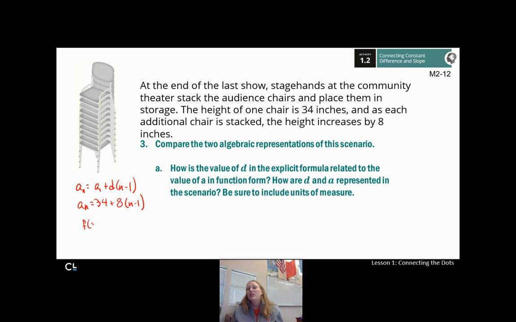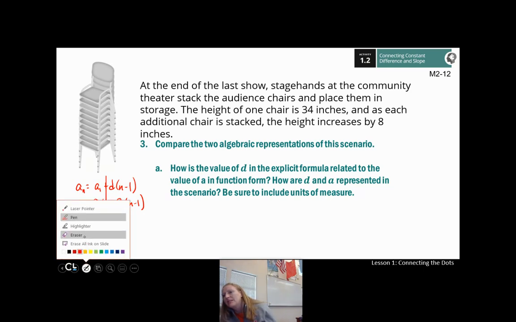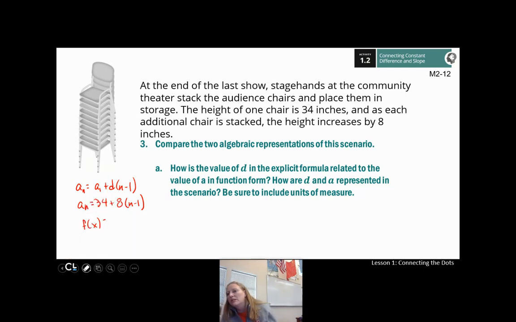And then we said that function form looked like this. Sorry, sometimes my pen is weird. I'm going to fix that. And so then we said that was ax plus b, and so in this case that meant that f of x equals 8x, and I think we ended up with plus 26. Yeah. So I would like you to compare these two representations.